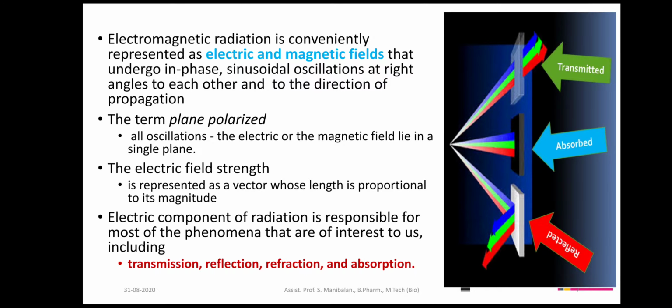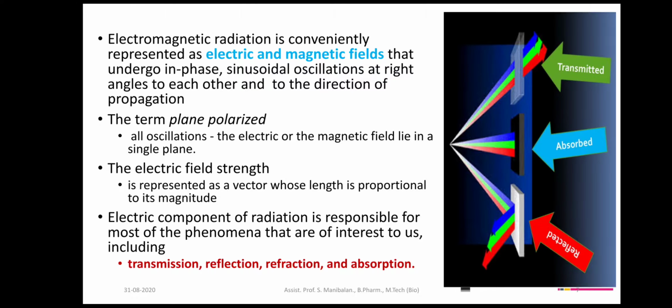Then electric field strength, this is very basic. It is represented as a vector whose length is proportional to its magnitude. Then the electric component of radiation is responsible for most of the phenomena that are of interest to us. I already told you, we are more interested in the electric properties of the wave, because by these properties only we can study the wavelength, which plays an integral part in sample analysis by UV spectrophotometer or any other spectrophotometer.